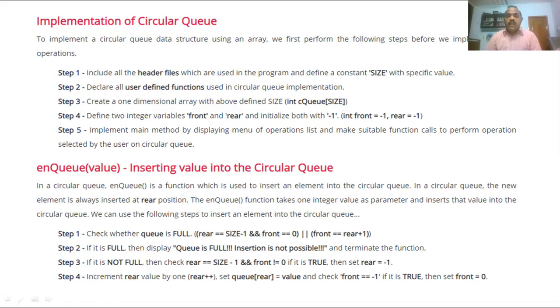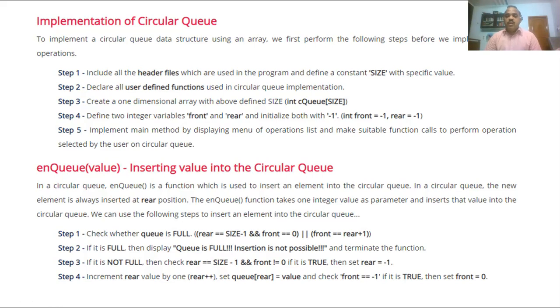Otherwise, if front equal to rear plus 1, then the queue is full. Otherwise, if rear equal to size -1 and front not equal to 0, then rear equal to -1. The rear is already full, but front is not equal to 0, because 3 blocks are there where front equal to 3, not equal to 0. Then rear equal to -1.